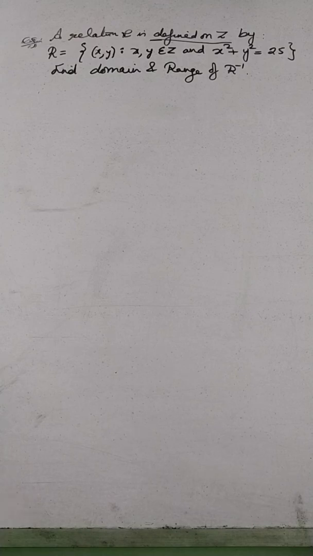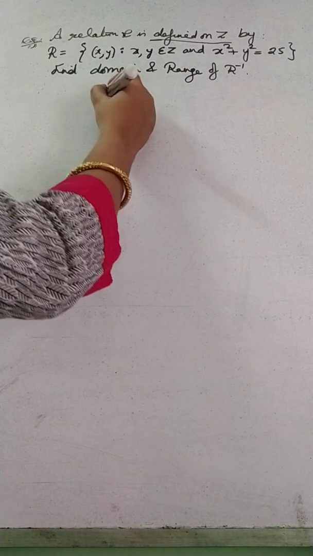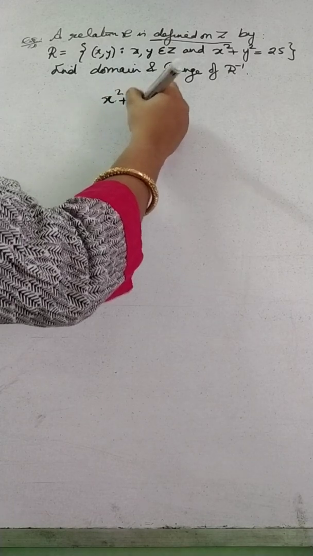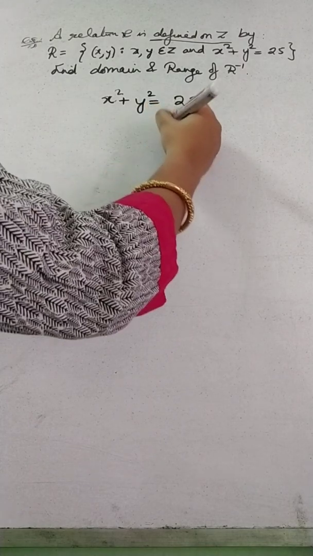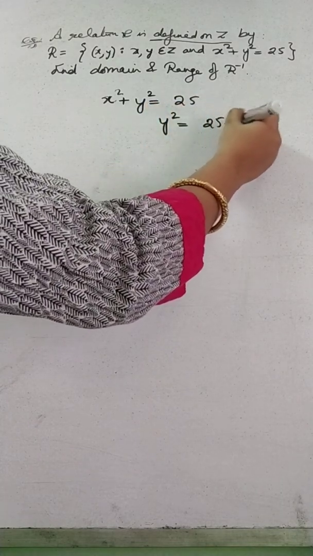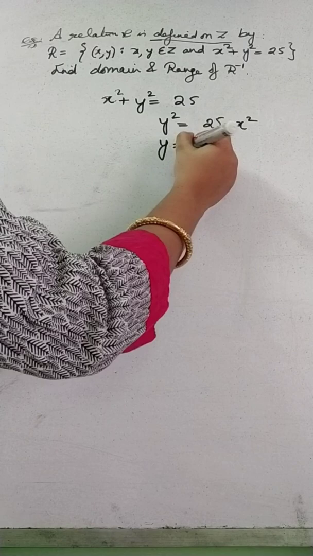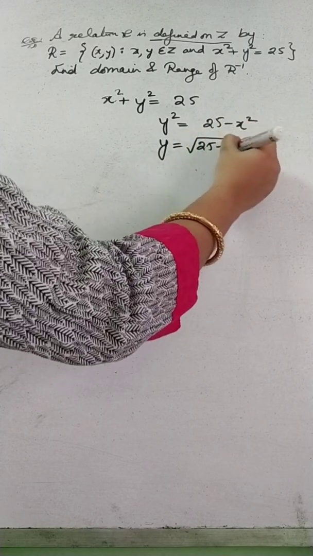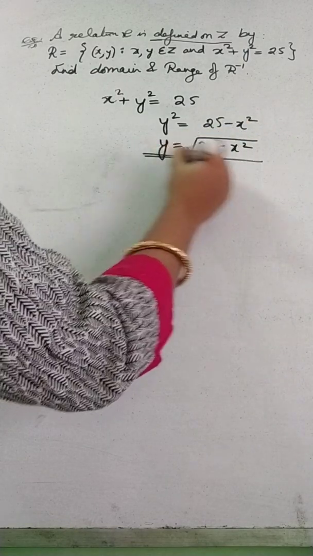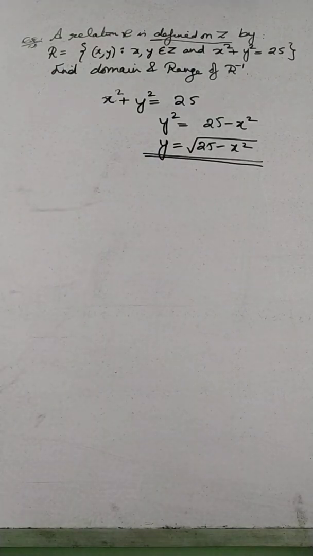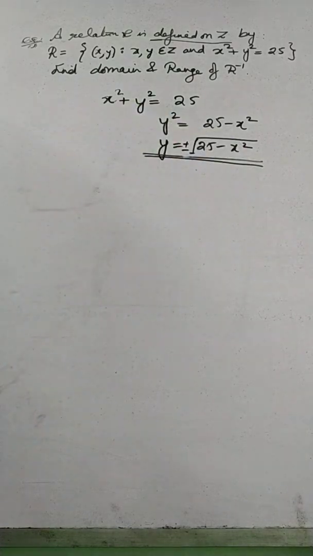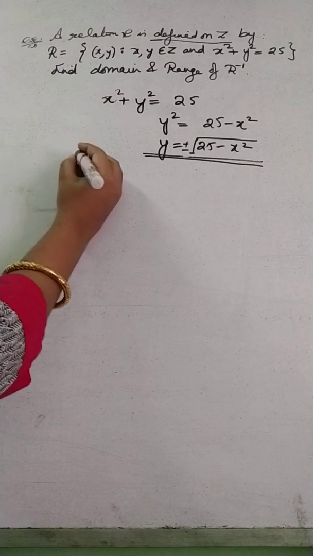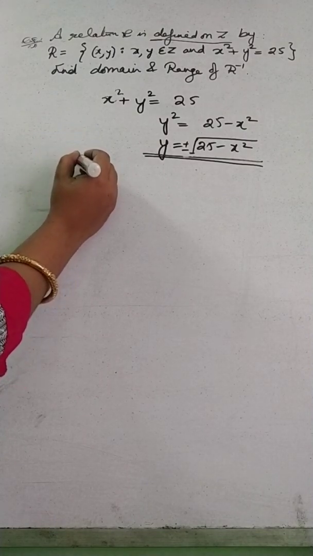For particular values of x, you are supposed to find the particular values of y so that you can write it in pairs. For the equation x square plus y square is equal to 25, we are making y the subject. Y square is 25 minus x square, or y is root over 25 minus x square. In fact it will be plus minus because we are considering integers. So we will see what the values of x are, and accordingly we will get the values of y.